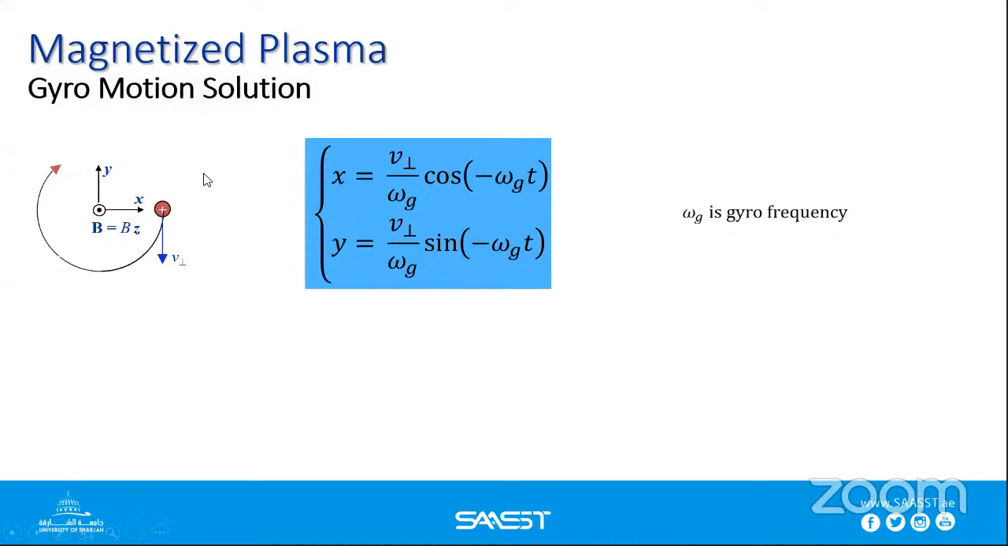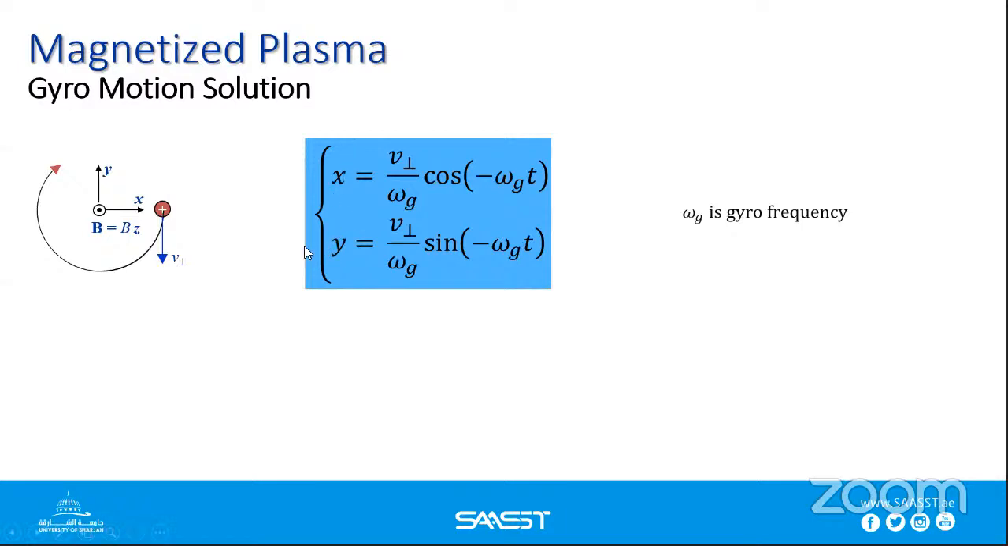So the solution of the x and y position would look like this. At any given time, the position of x will be given by the amplitude of the velocity divided by the angular gyro frequency, which is omega g, times the cos of minus omega g multiplied by t. So this is a typical way of how we can find the motion of the x.